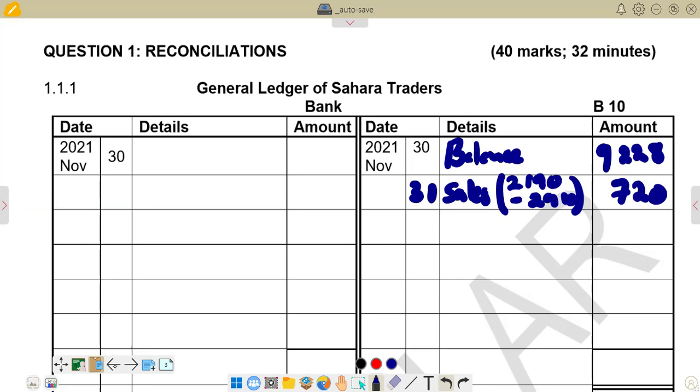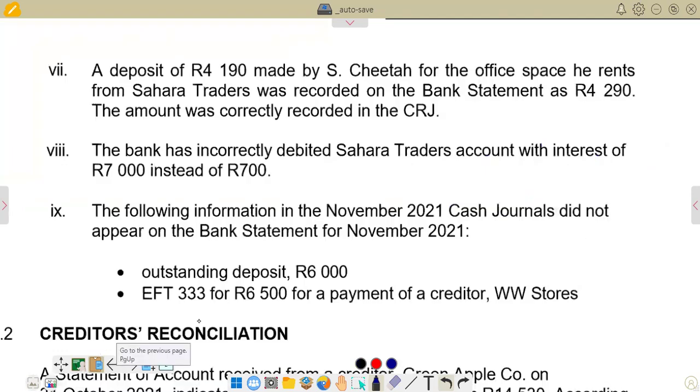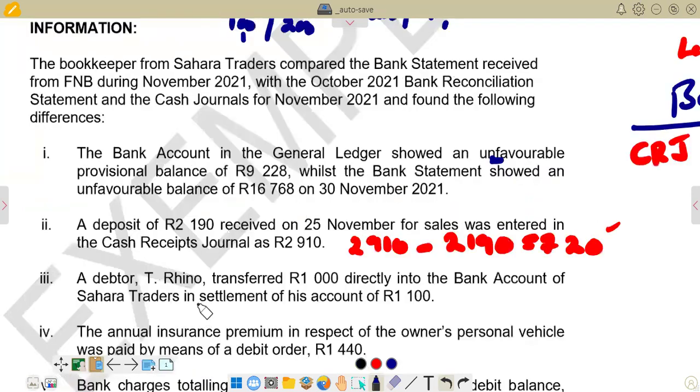So we go back to see what we have next in the question. If you go to the next adjustment, that is number 3, T Rhino transferred 1,000 directly to the bank account of Sahara Traders in settlement of his account of 1,100. So what is important, we are not concerned about the actual amount that was supposed to be paid, but we are concerned about the amount that was transferred, which is 1,000. So remember, this is a direct credit. So it doesn't appear in our bank account. We can only get to know about this transaction from the bank statement.